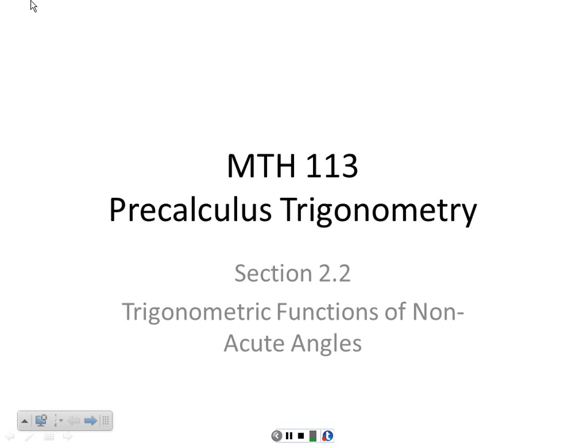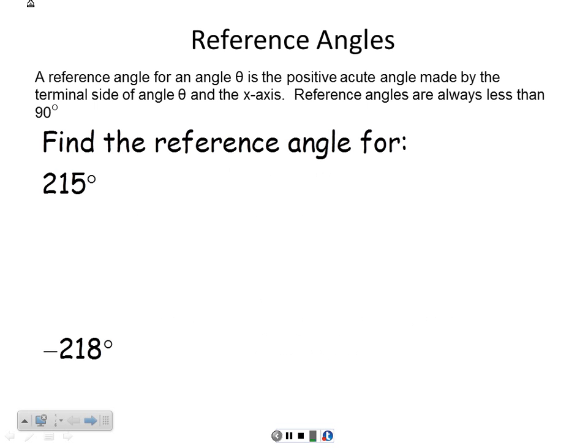Section 2.2, Trigonometric functions of non-acute angles. So in this section, the first thing we're going to talk about is reference angles. And a reference angle for an angle theta is the positive acute angle made by the terminal side of an angle theta and the x-axis. Reference angles are always less than 90 degrees.